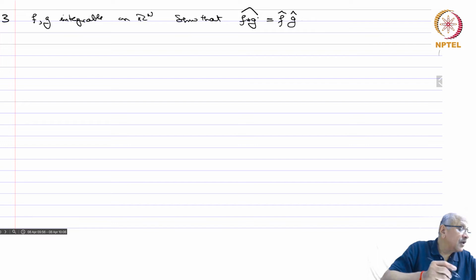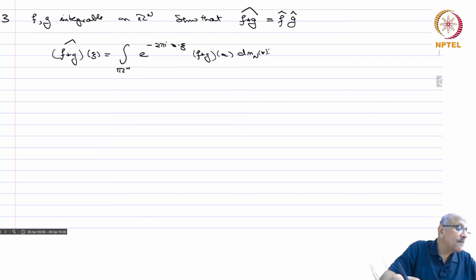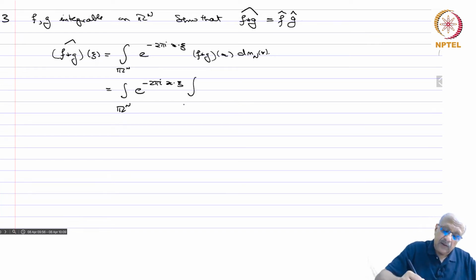Okay, and so (f star g) hat at any point psi is the integral over R^n of e to the power minus 2 pi i x dot psi times (f star g)(x) dm_n(x), and that's equal to the integral over R^n of e to the power minus 2 pi i x dot psi times the integral over R^n of f(x minus y) g(y) dm_n(y) dm_n(x).